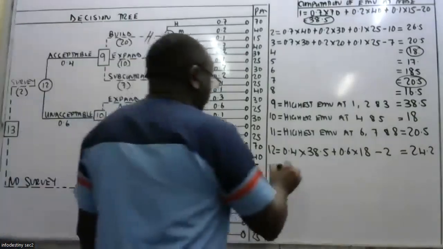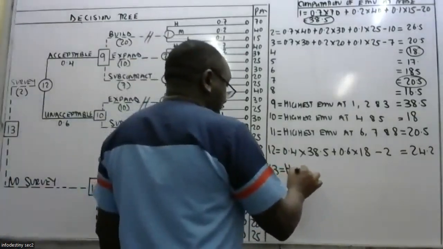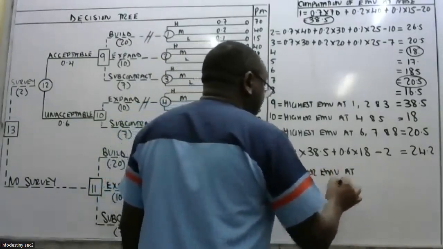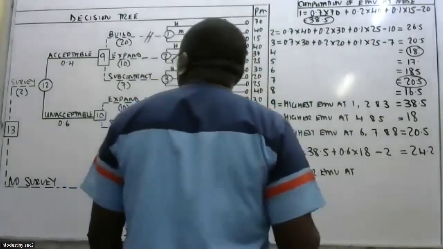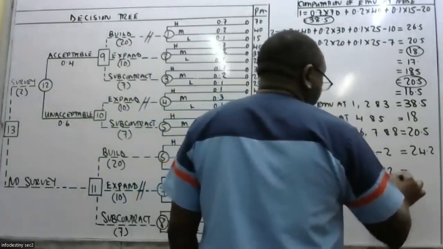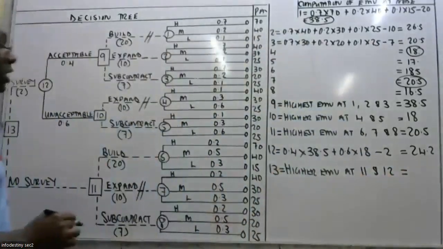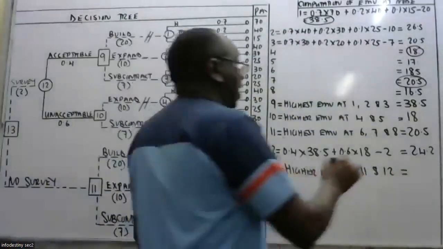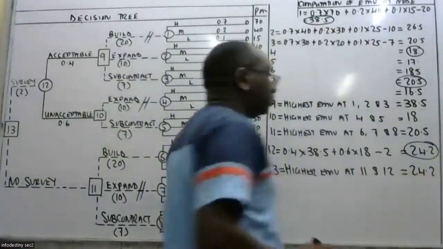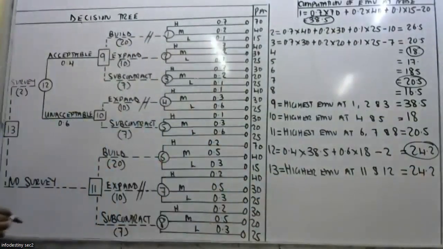So we are going to talk of the higher EMV at 11 and 12. So 11 and 12, the higher is this one, 24.2, which grew up on number 12. So you mark here easily.